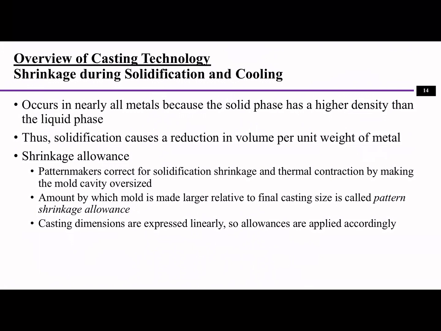And this shrinkage actually happens during both the solidification and the cooling. It occurs in nearly all metals because the solid phase has a higher density than the liquid phase. So when it solidifies, it will cause a material volume reduction, and in order to compensate for the loss of material, when we are designing a mold, we can design it with the shrinkage allowance, right? Which means the pattern we make for the mold should correct for solidification shrinkage, and also thermal contraction, by making the mold cavity a little bit oversized. So the amount of the oversize is actually called a pattern shrinkage allowance, okay?